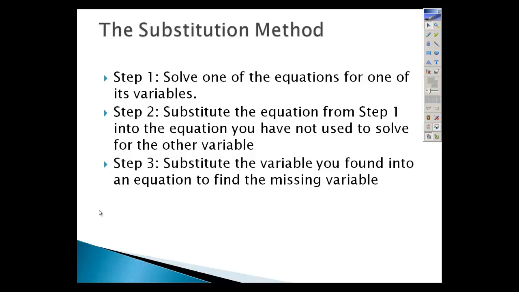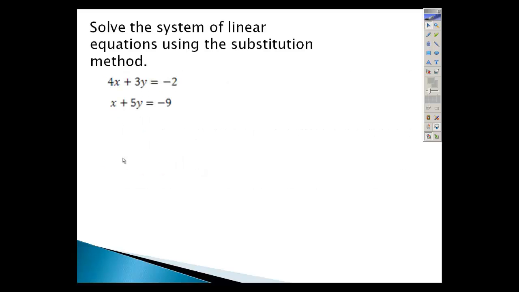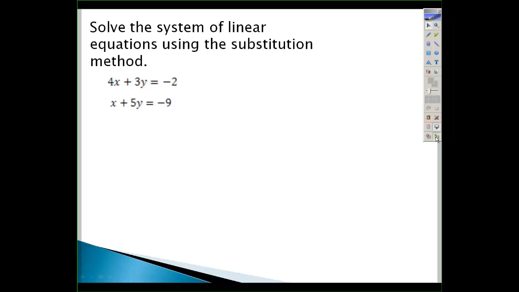Once we have one variable, we can find a number for that variable. And once we have the number, we can plug that number back in and find the missing variable. Now, that is all very confusing, but it should make sense as we go, and we'll be in good shape. So, we're given two equations here. 4x plus 3y equals negative 2, and x plus 5y equals negative 9. And we're going to use the substitution method to find x and y.